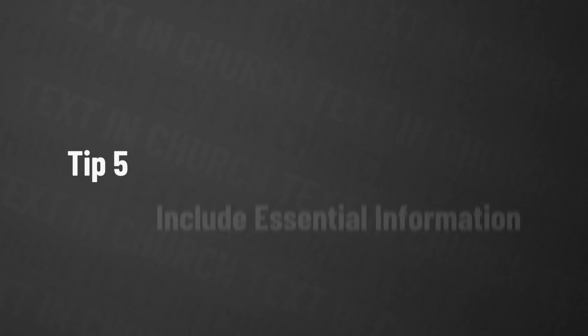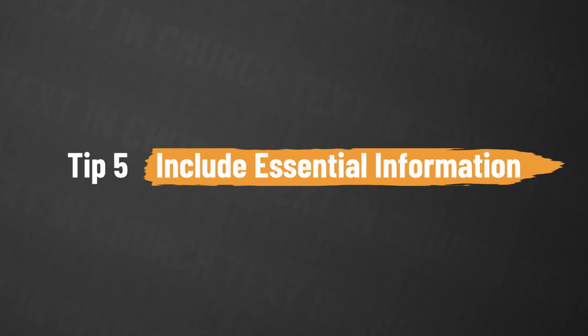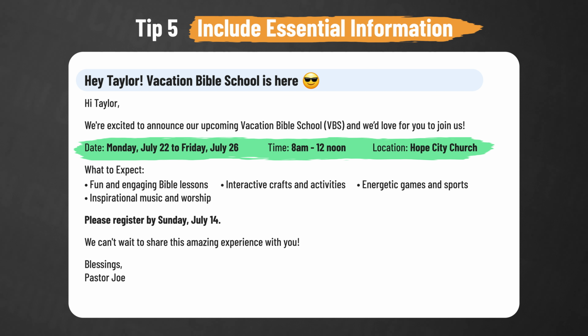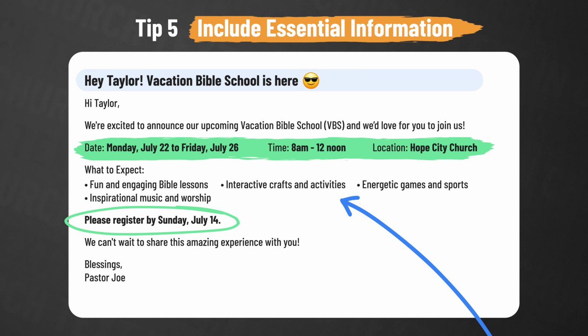Now, tip number 5 is to include essential information. You want to be clear and concise. So make sure your email includes all the necessary details, such as dates and times and locations and any required actions from the recipient. And then you want to highlight the key points. Use bullet points, bold text, or headers to highlight the key information, make it easy to scan. You don't want your email to be too text heavy or all formatted in the exact same way. Look, people's attention spans are just not long enough, especially when they're scrolling through their inbox.